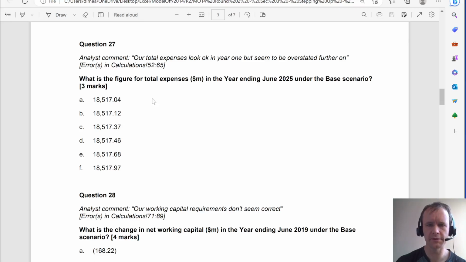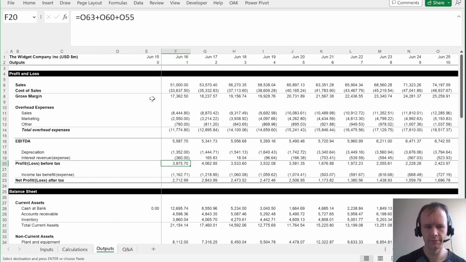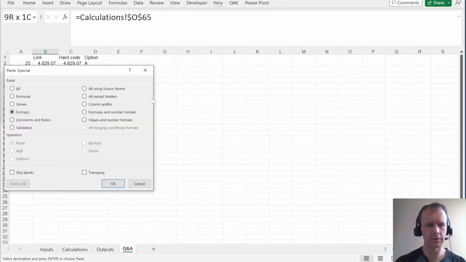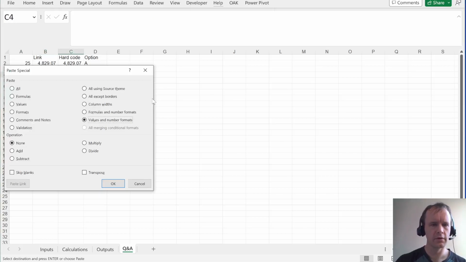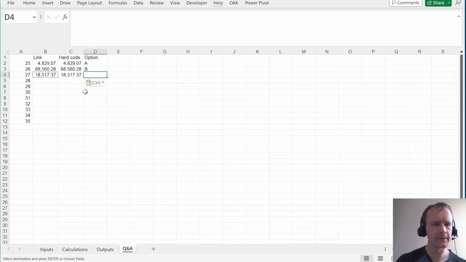Total figure for expenses in the year ending June 25, which is over here. And I guess yes, we're going 2 decimal places again. Let's just copy the format down because that'll probably keep happening. And then, where are we? Sorry, 517.37, so that's C.